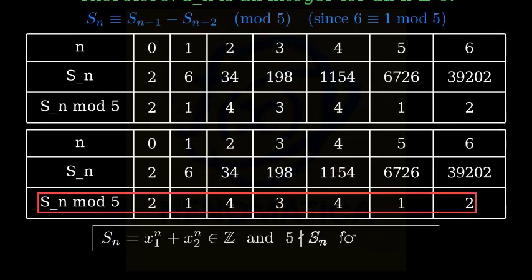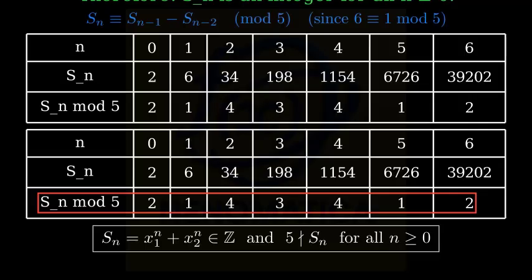Final result. For the quadratic x squared minus 6x plus 1 equals 0, the symmetric sum s sub n equals x sub 1 to the n plus x sub 2 to the n is an integer for all n, and it is never divisible by 5.